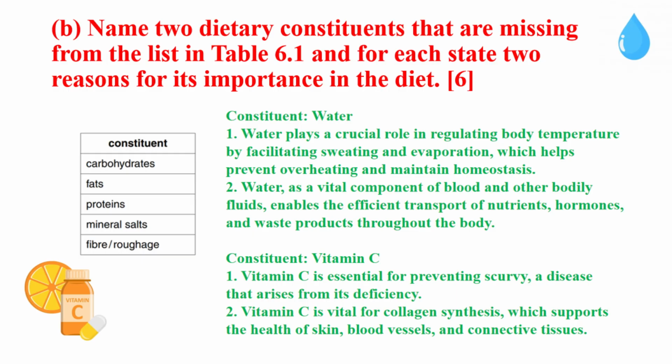1. Water plays a crucial role in regulating body temperature by facilitating sweating and evaporation, which helps prevent overheating and maintain homeostasis. 2. Water, as a vital component of blood and other bodily fluids, enables the efficient transport of nutrients, hormones, and waste products throughout the body. Vitamin C. 1. Vitamin C is essential for preventing scurvy, a disease that arises from its deficiency. 2. Vitamin C is vital for collagen synthesis, which supports the health of skin, blood vessels, and connective tissues.